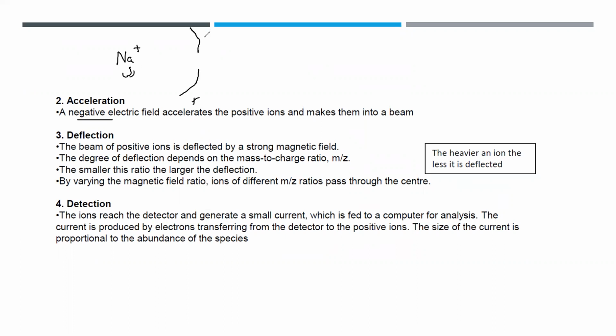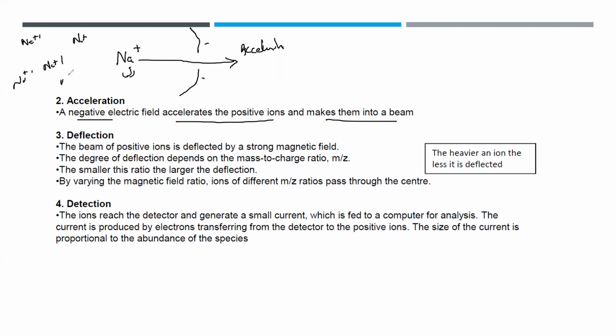Because it is a positive charge, we can apply a negative field. Unlike charges attract each other, so this sodium ion is accelerated or sped up. So by using a negative electric field, we accelerate the positive ion and make it into a beam. How do we make it into a beam? In the first stage, it is producing a lot of sodium ions.